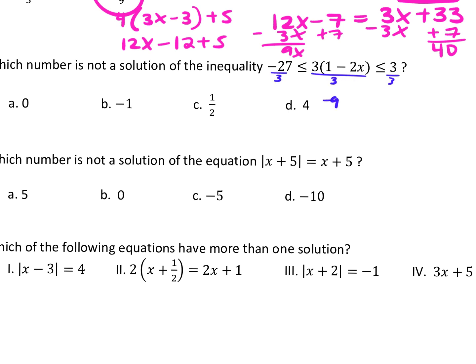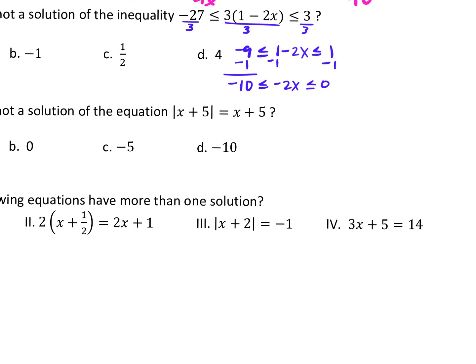So you would get negative 9 is less than or equal to 1 minus 2x, which is less than or equal to 1. And then take away 1, and make sure you do it on all the sides. So negative 10 is less than or equal to negative 2x, which is less than or equal to 0. Now here's where it gets fancy. We're dividing everything by a negative, right? So that means everything flips. So this is going to be 5 is greater than or equal to x, which is greater than or equal to 0. So really, it's best written like this.